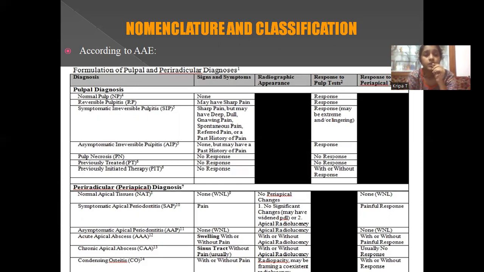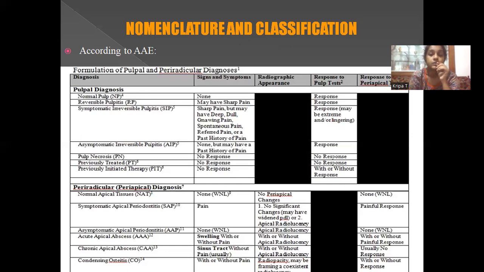Then we have the periradicular disease diagnosis. Normal apical tissue: you don't have any apical changes, and the apical tests are normal. Symptomatic apical periodontitis: the patient will have pain. Radiographically, usually not much change is seen, just a small amount of PDL widening, and the response to percussion will be painful. Asymptomatic apical periodontitis: the patient will not have any pain, but you can see a definite apical radiolucency, and the periapical test will also be negative.